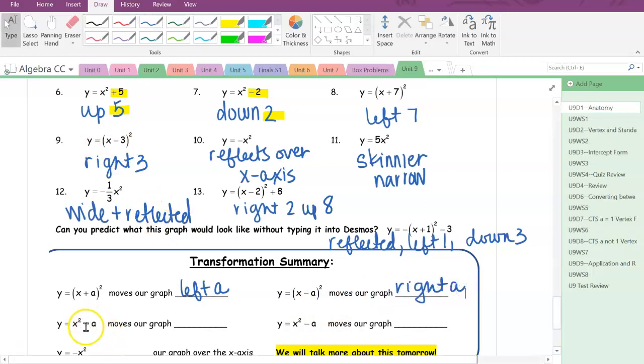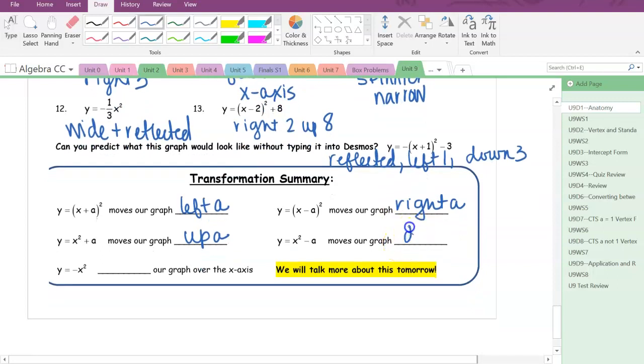When we were adding a number on the outside, it kind of did what we expected. It moved it up a units. And when you have the minus, it moves it down a units. And finally, when we have a negative in front, this reflects our graph over the x-axis. So these are all things we're going to talk about more tomorrow. But again, you can do these all yourself on Desmos as well.